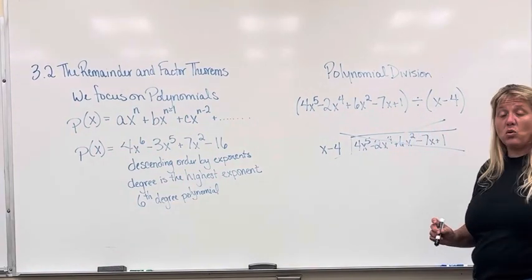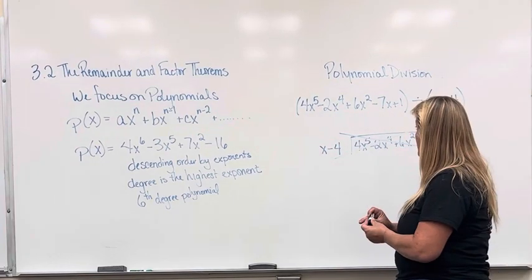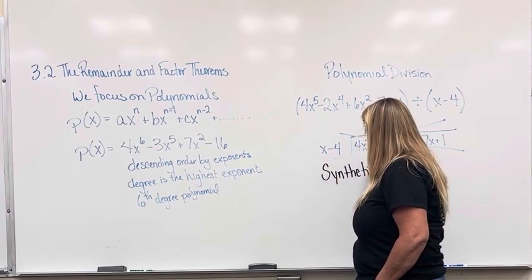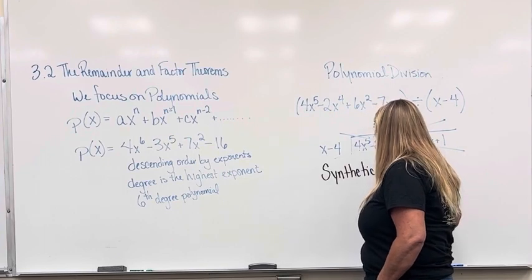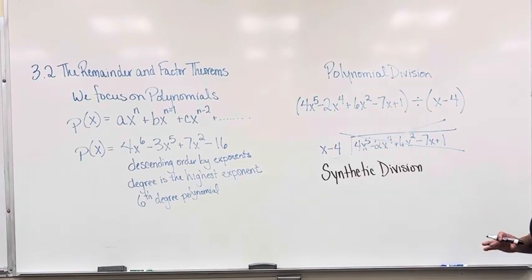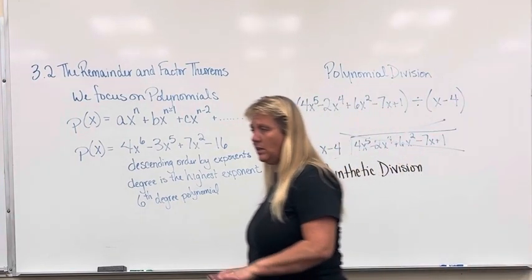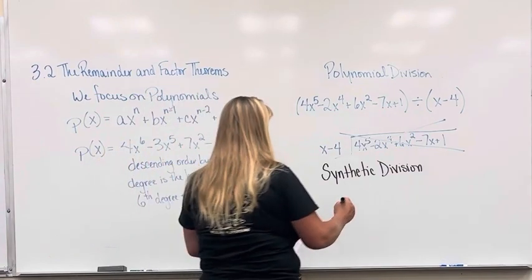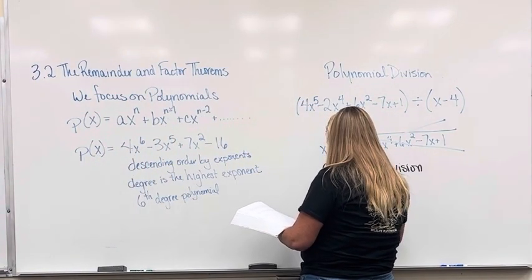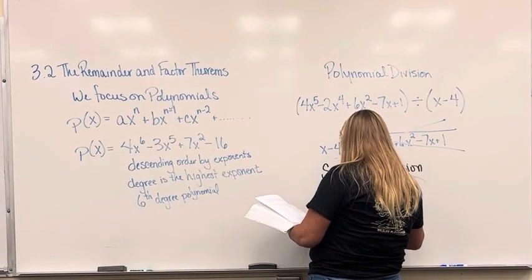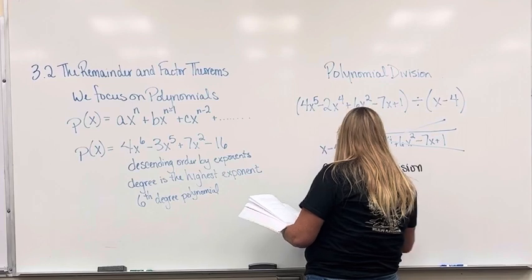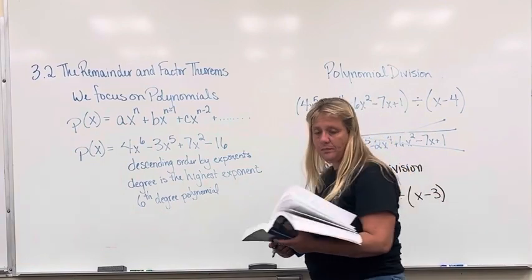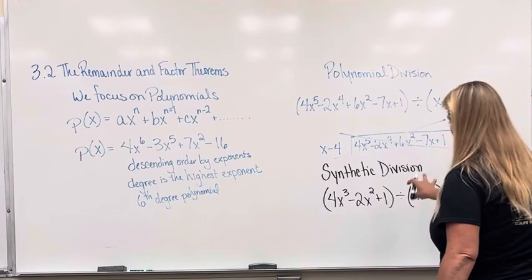Okay, so we're going to skip that portion and we're going to move into what we call synthetic division. And I shouldn't have made up this big hideous problem because I really don't know what the answer is, and I don't want to possibly end up with horrible answers here. So let's say that I gave you the problem 4x cubed minus 2x squared plus 1, and I want you to divide by x minus 3. Okay, so we won't do the big hideous one, we'll start off nice and slow.